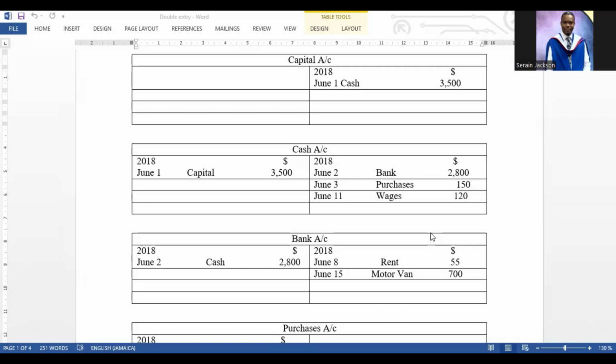In my last upload, I did a double entry question where I showed you how to do a full set of transactions. Now I am going to show you how to balance off those double entry accounts, because those accounts don't just stay the way they are. And if time permits, I'll also show you how to extract a trial balance from those balances. So without further ado, let's jump right into it.